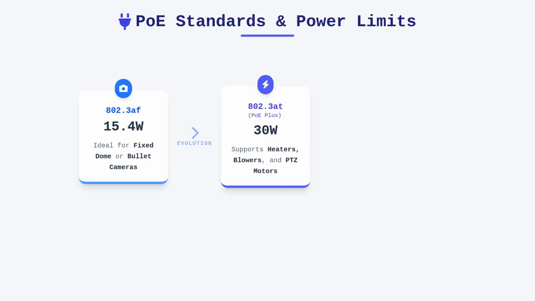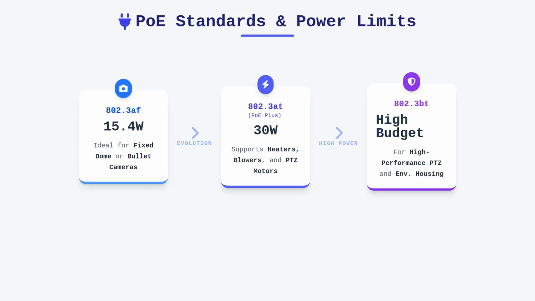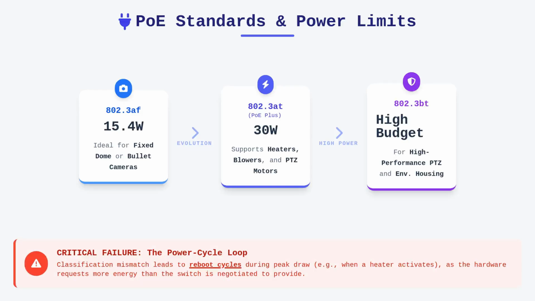For even more demanding scenarios, such as high-performance PTZ cameras with complex environmental housing, the 802.3bt standard allows for significantly higher power budgets. These classifications dictate exactly how much current a switch port must be prepared to deliver, and ignoring these specifications almost invariably leads to reboot cycles during peak power draw. If a camera suddenly goes offline when its internal heater kicks in during a cold night, you are likely looking at a power budget or classification mismatch. The hardware is trying to draw more energy than the switch was negotiated to provide, resulting in a state of constant power cycling.